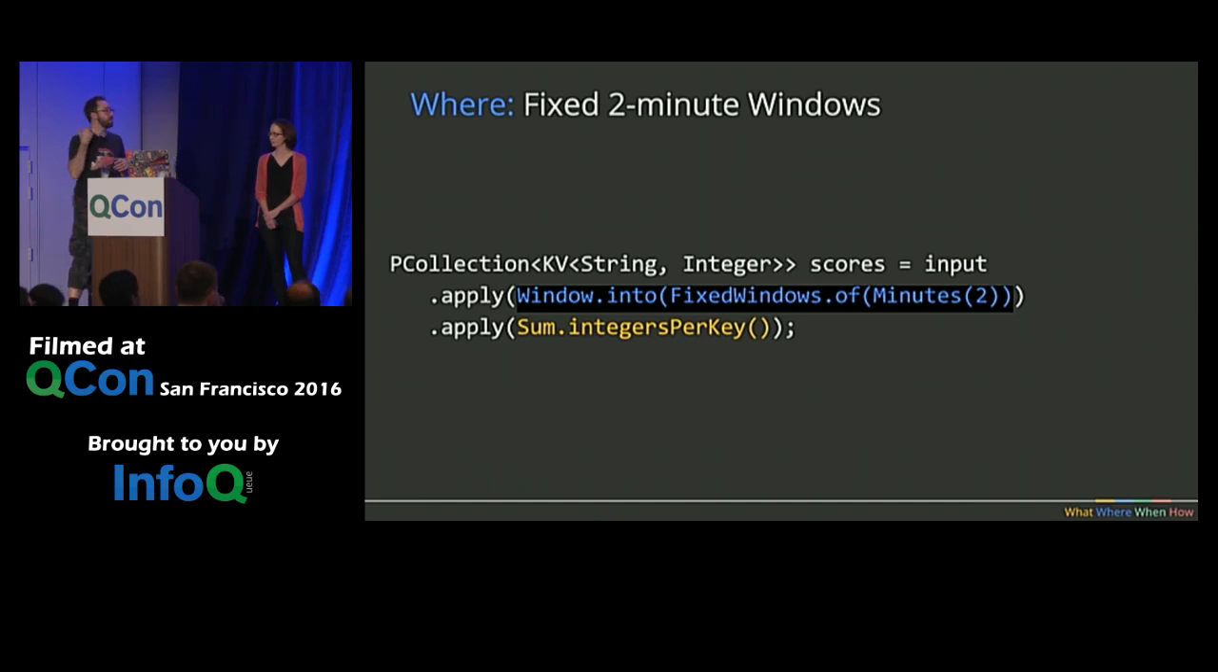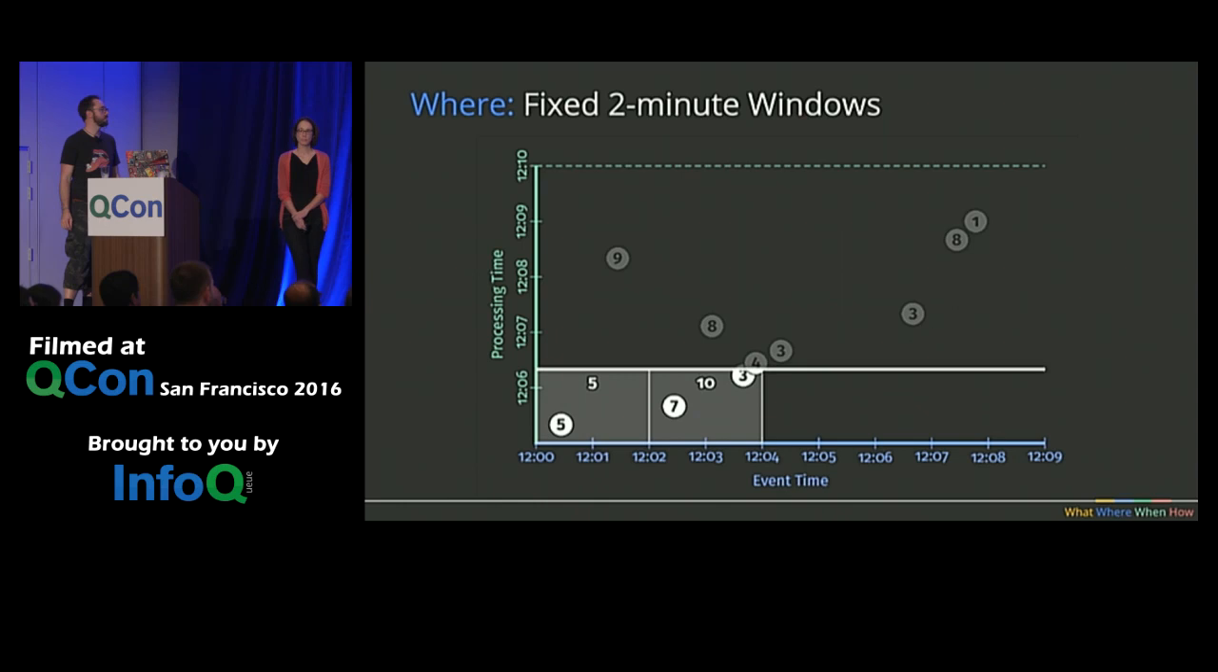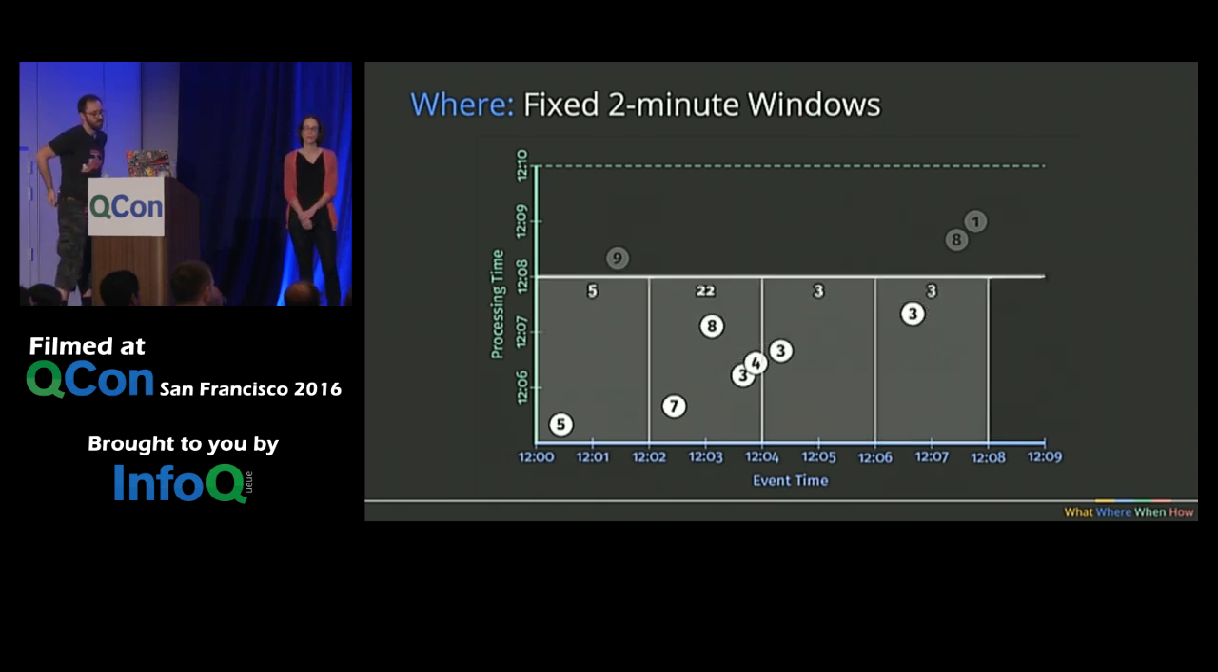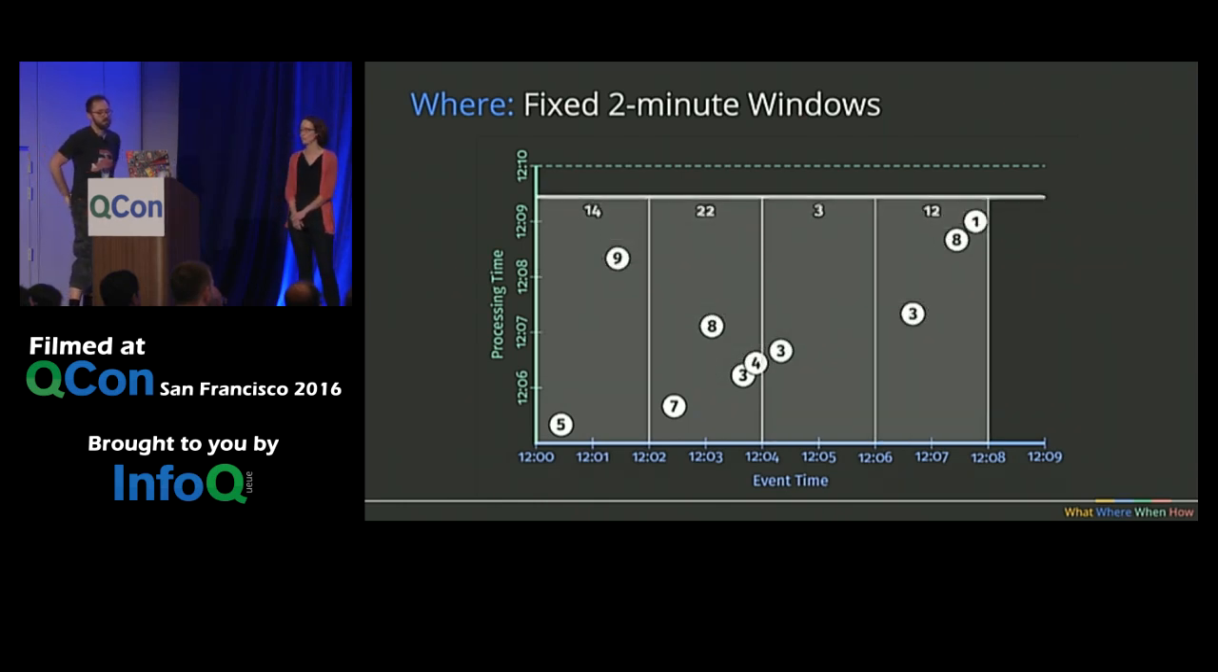And so all we're saying is once we have our input that's been parsed into these team score key value pairs, we're going to go ahead and window it into fixed windows of 2 minutes, and then we'll go ahead and apply our summation transformation. So now if you look, you'll see that we're computing 4 independent results, each for a 2-minute slice of event time.